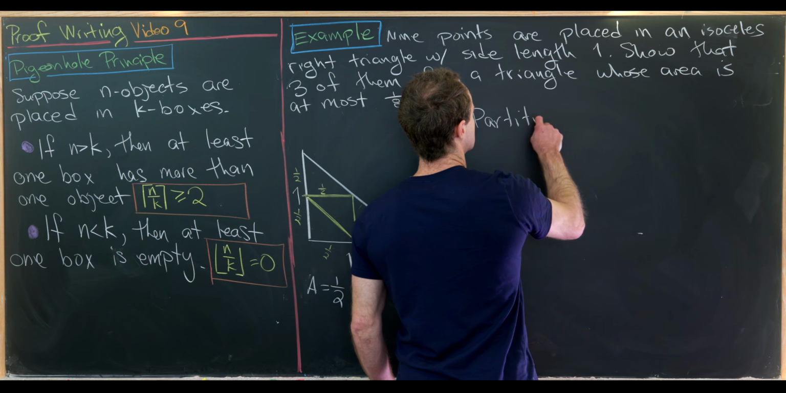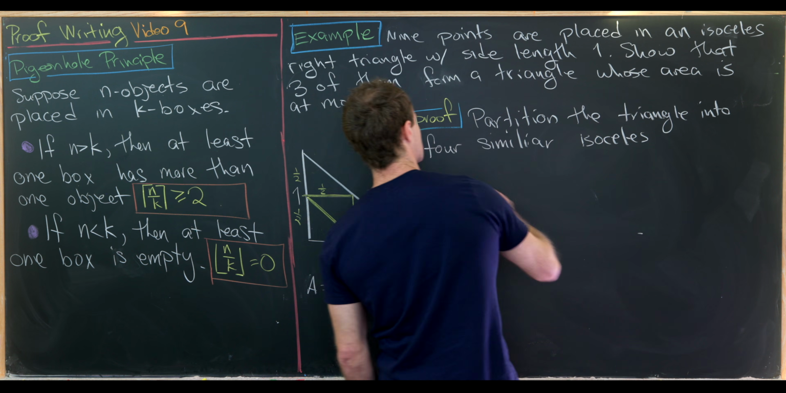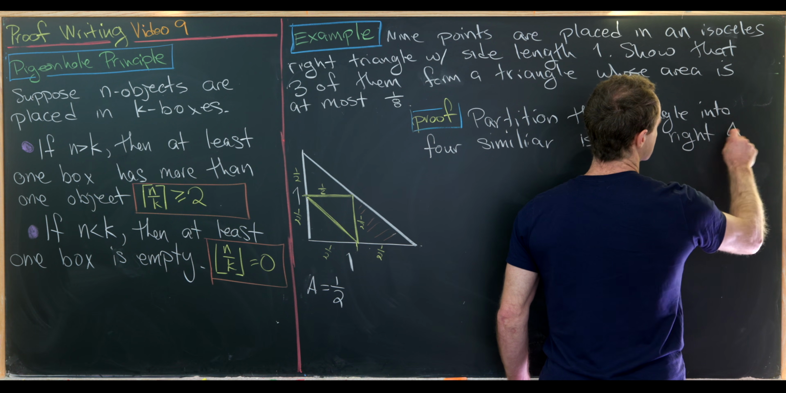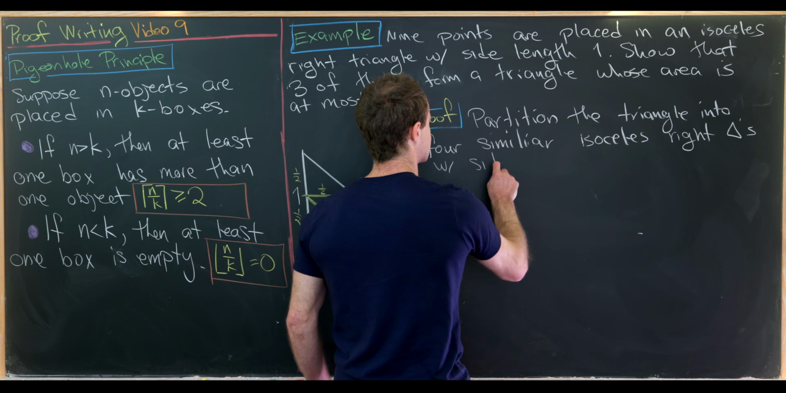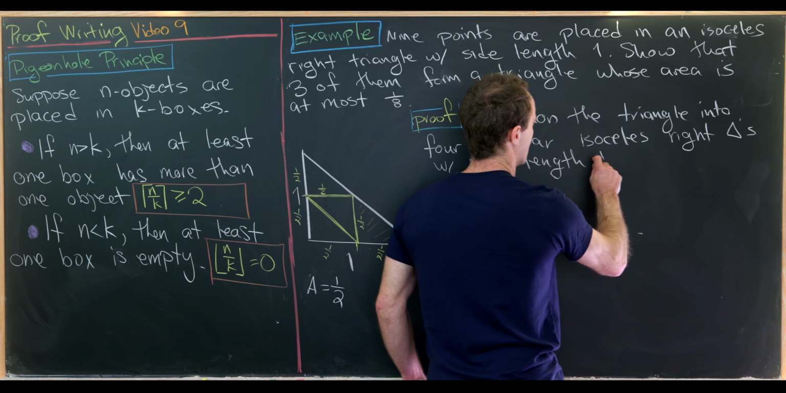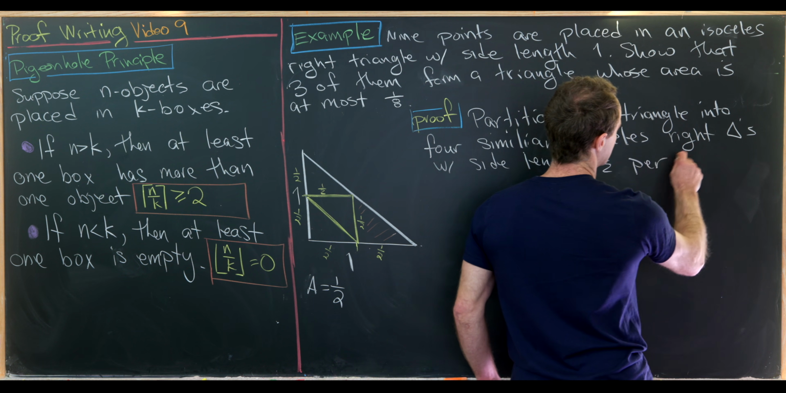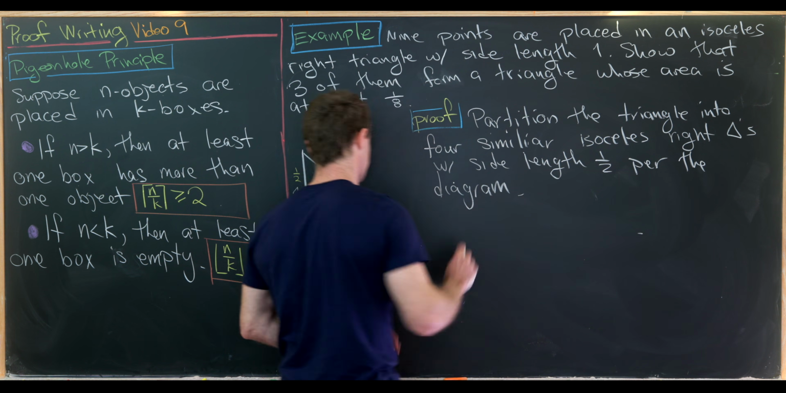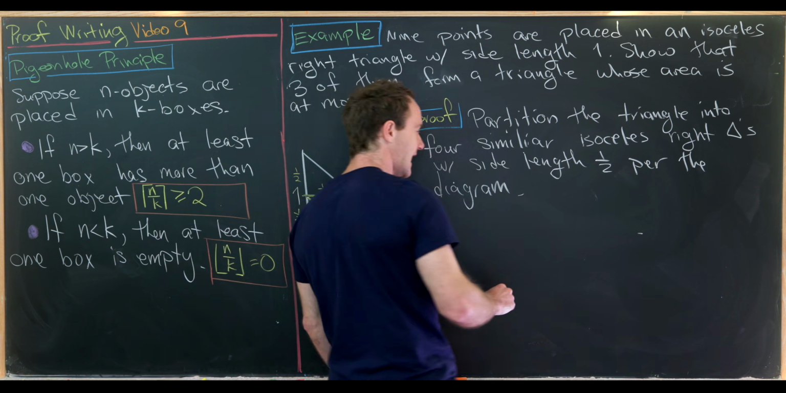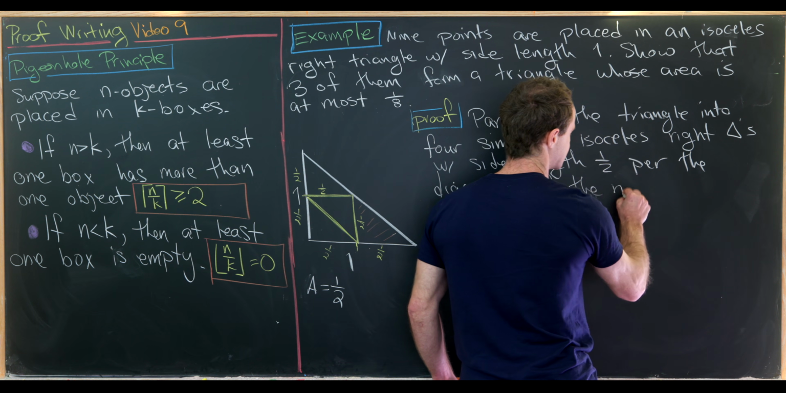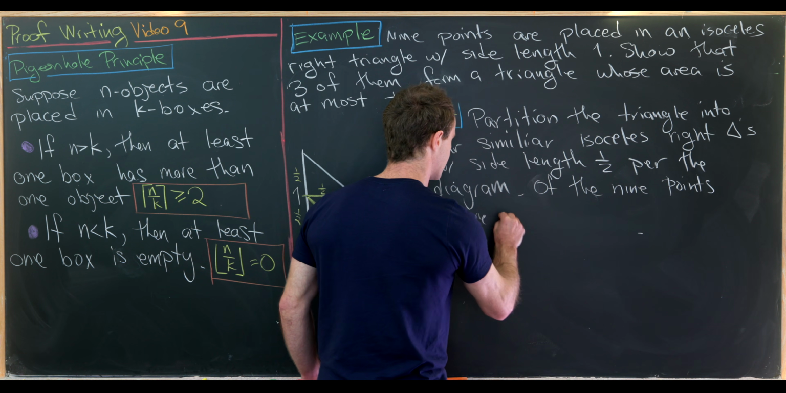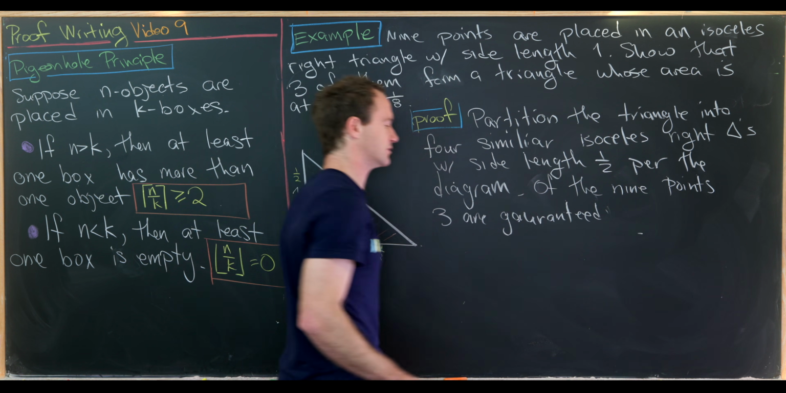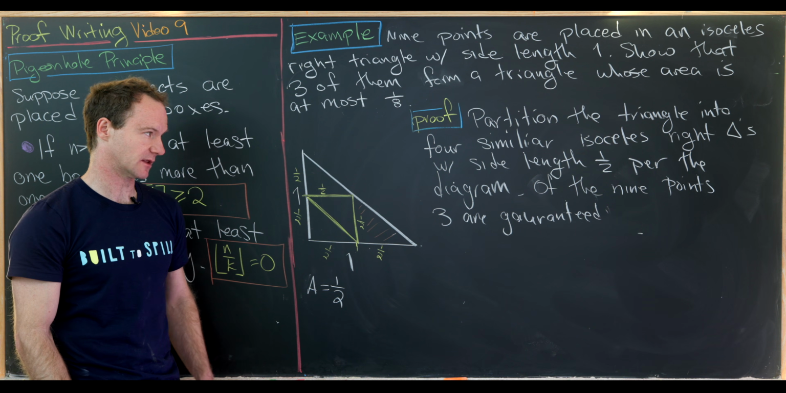Let's partition the triangle into 4 similar isosceles right triangles with side length 1/2 per the diagram. I think it's fair to say that we're explaining what's going on with this diagram over here. Then next, so of the 9 points, 3 are guaranteed by the pigeonhole principle, but maybe we don't need to say by the pigeonhole principle explicitly, well, especially since I'm saying it out loud here.